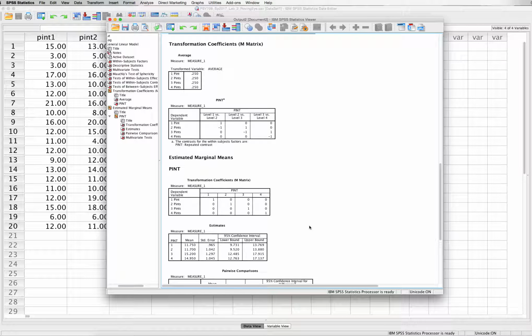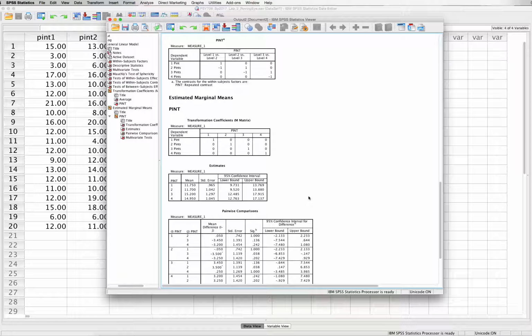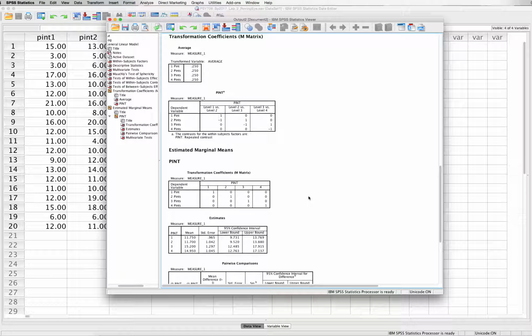All right. And if you go a little bit further down, there are a lot of tables that we won't be looking at, but a few that I want to show you. One of them is the transformation coefficient matrix, which is basically giving you the table you were used to making by hand when figuring out which contrast to run. So you don't have to do it by hand.